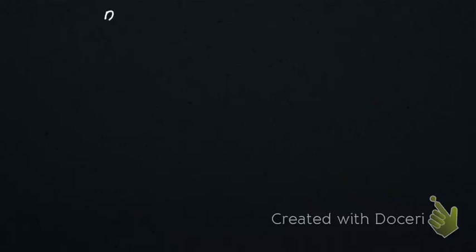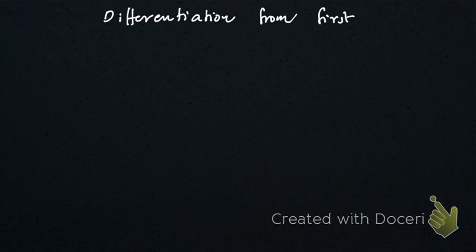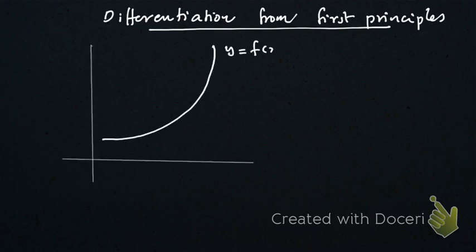In this video, we are going to look at differentiation of functions from first principles. I'm going to first look at a curve, a function f of x. So consider this function y is equal to f of x. So I have a function y is equal to f of x given to me. On this curve, I'm going to mark a point A. So I have a point A marked here.